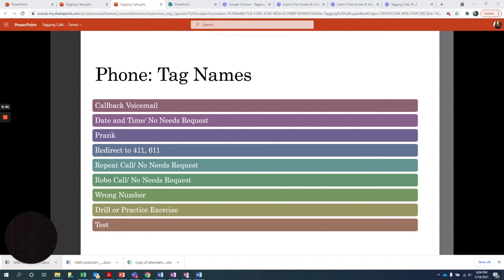If the caller calls in and they want to know what their account number is or they want their bill to be paid, we can't do that. We'll direct them back to the utility company. However, if they need help with their bill, and we ask a few questions and we assess that they're eligible for some of our resources, we can go ahead and give them some resources and then we would put them in gig care. All right, so stay tuned to our next video where we talk a little bit more about tagging calls.